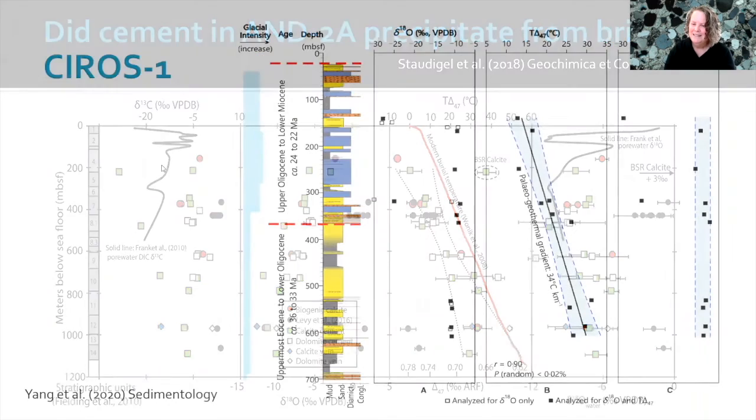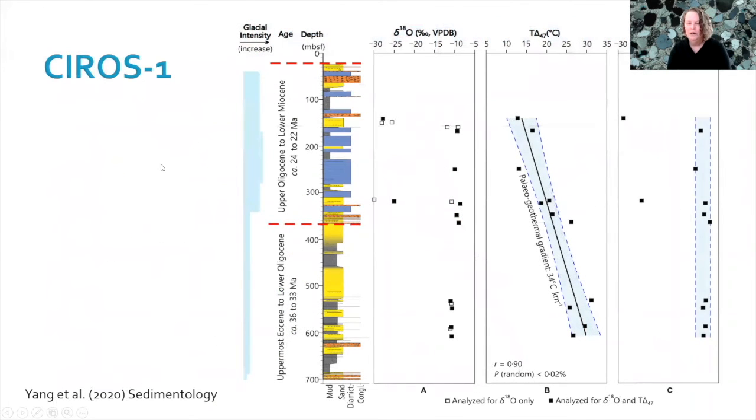We tested this on another core. This is showing the work of Mingyu Yang, along with Megan Smith, who did the clumped isotope work at Rasmus. And we see similar results. The delta 18O values of the cements are shown here. They show a temperature increase down core, and the fluid values calculated for those cements tend to sit around minus 10 per mil. So they're consistent with what we're seeing in the measured compositions of the brine.